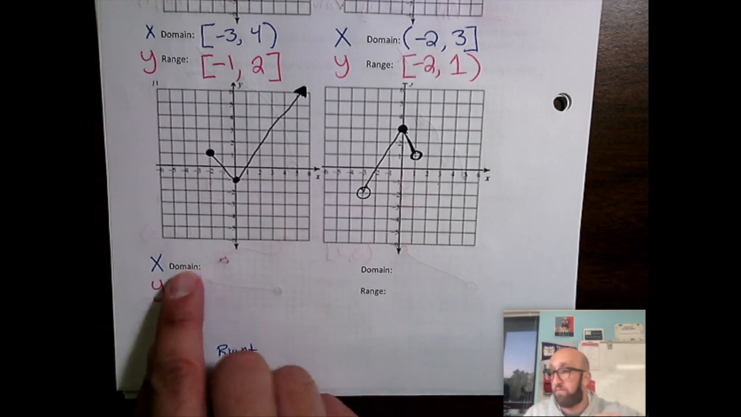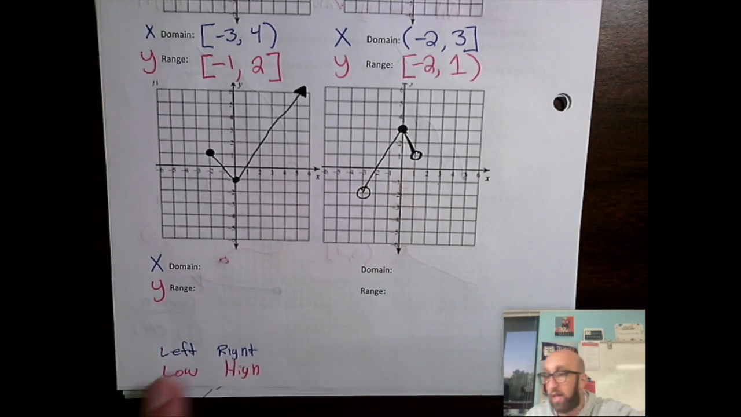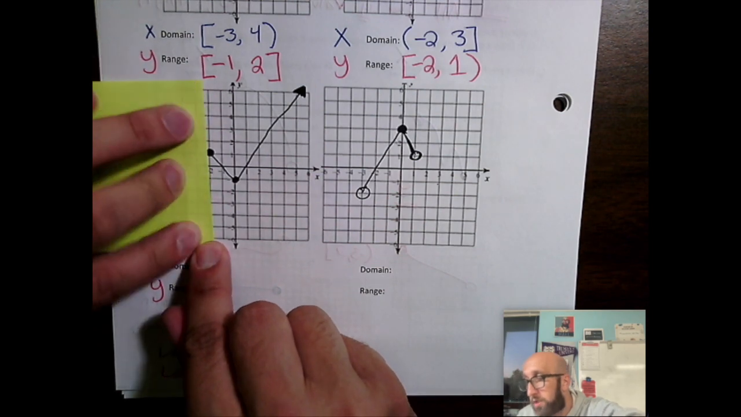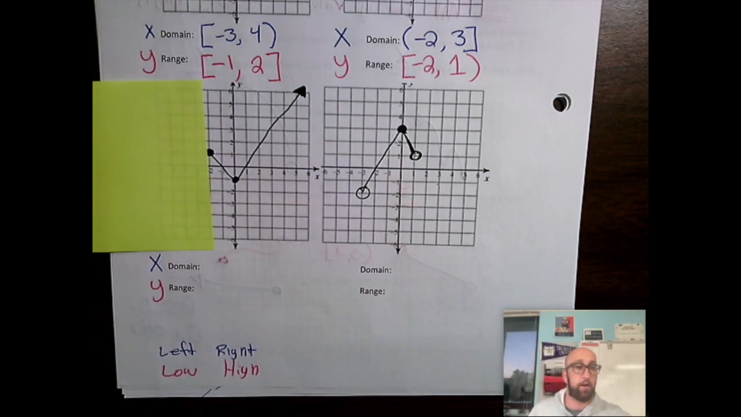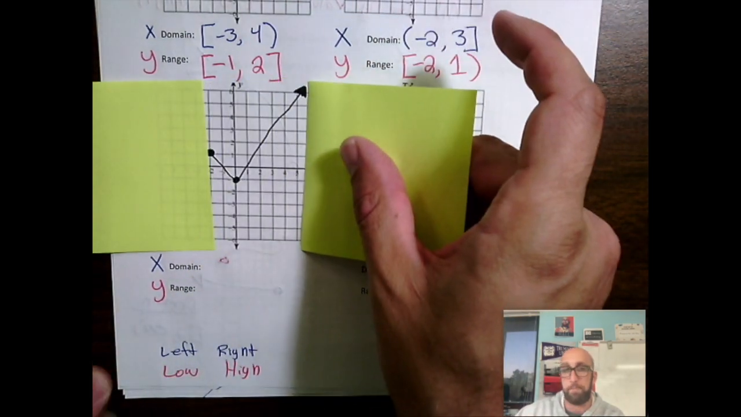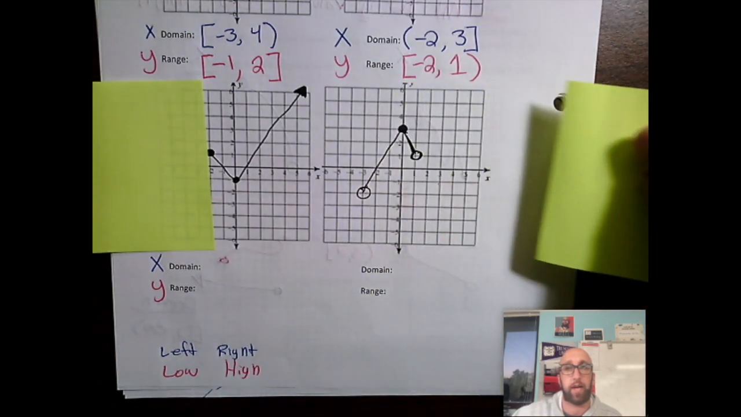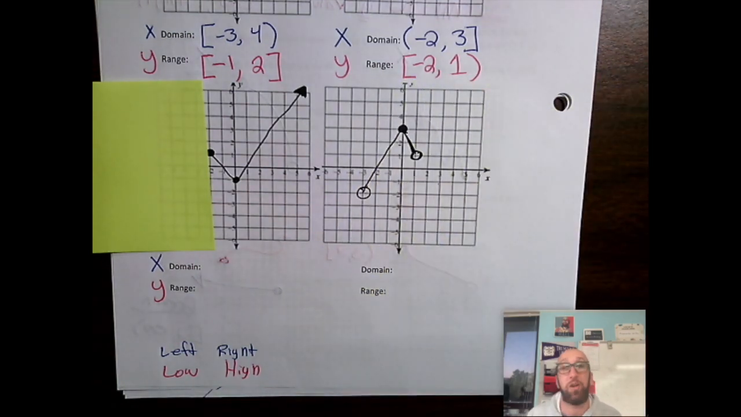So if I'm focusing on the domain here, I need to find the leftmost part of this graph. So I'm going to line up my Post-it on the left. There it is. And then I would want to line up my Post-it on the right, but it's an arrow, meaning this graph continues out forever and ever. So there is no Post-it on the right. And I've talked about this in class before, so here's another example. Once you got your Post-its down, then try and figure out the numbers.